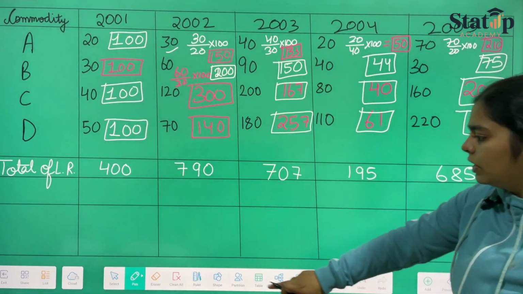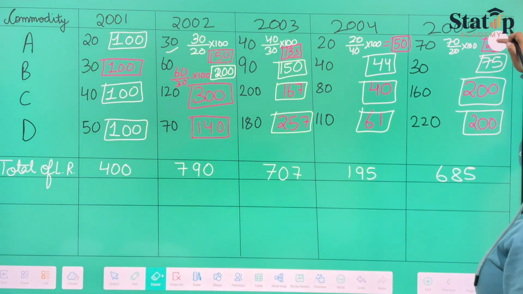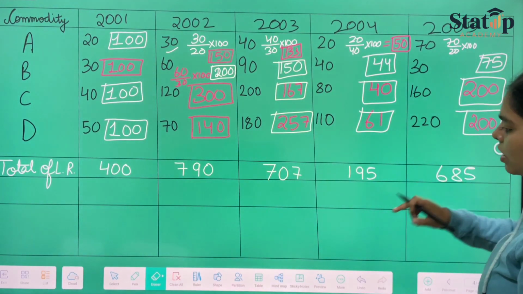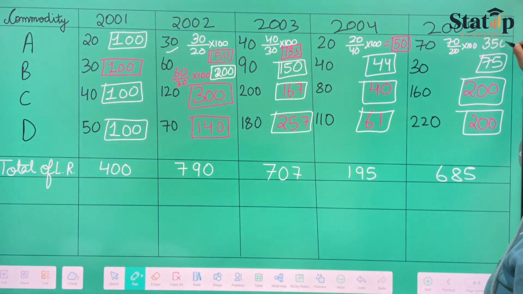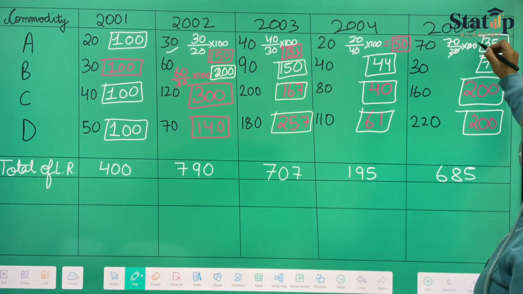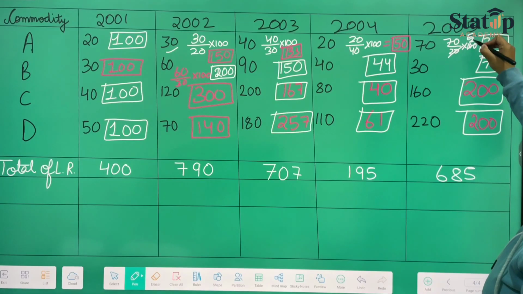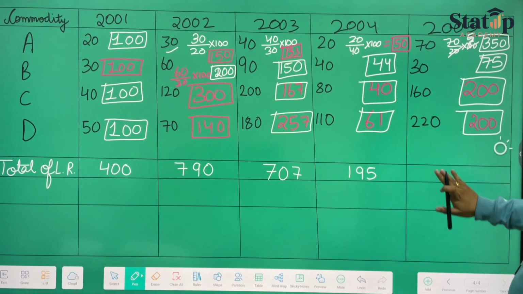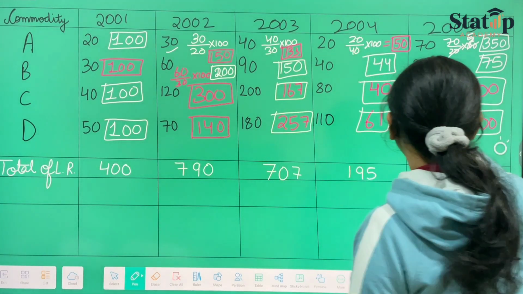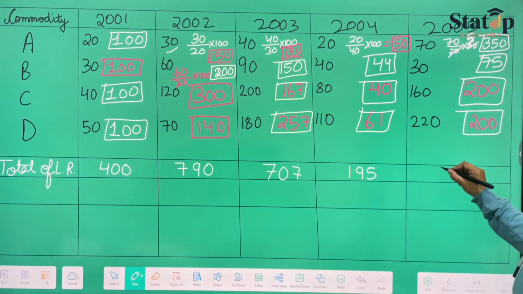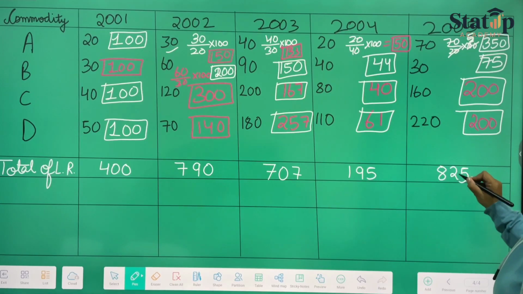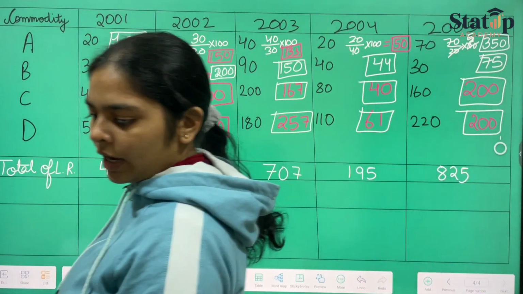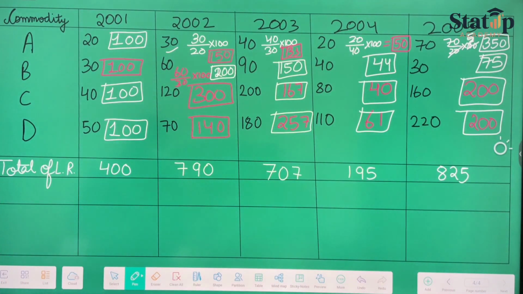Oh, we have made one mistake here. It will not be 210. It will be 350, because when we divide it by 5, 5 sevens are 35. So the answer here would be 825. You can check it for yourself.